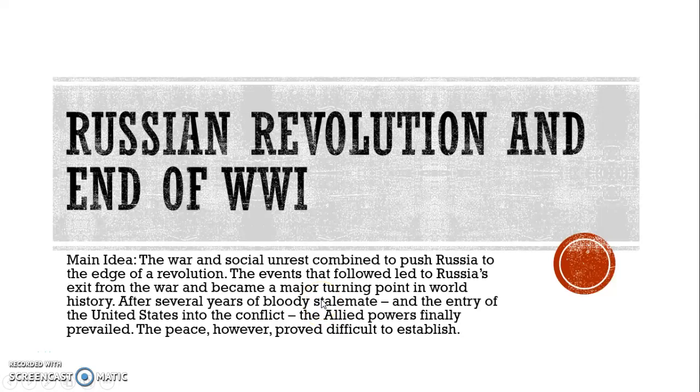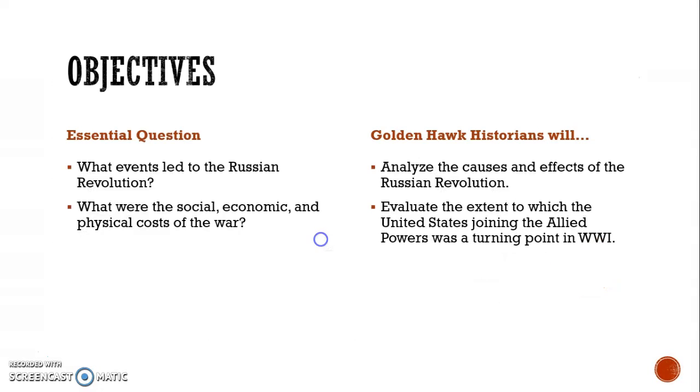Today we're going to be looking at the Russian Revolution and the end of World War I. The war and the social unrest had really pushed Russia to the edge of a revolution and led into Russia's exit from World War I and also became a turning point in history. We're also going to look at the end of World War I and how the entry of the United States into the conflict led to peace.